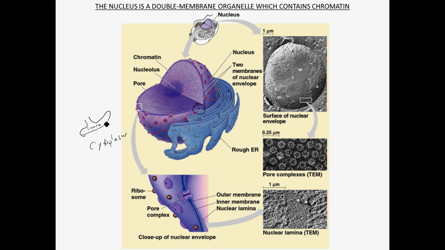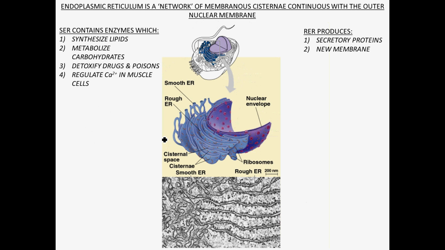What's inside the lumen are going to be a whole host of enzymes that are going to be modifying proteins. Now, if you're comparing the smooth endoplasmic reticulum with the rough endoplasmic reticulum, over here is the smooth and over here is the rough. The smooth endoplasmic reticulum is going to contain enzymes which synthesize lipids, help metabolize carbohydrates, detoxify drugs and poisons, and regulate calcium ions in muscle cells.